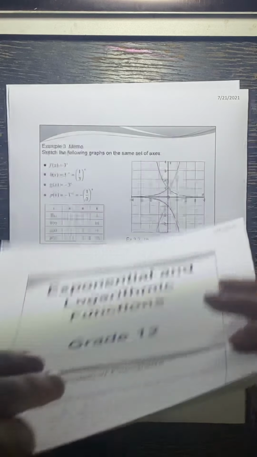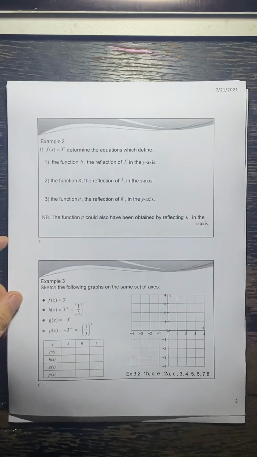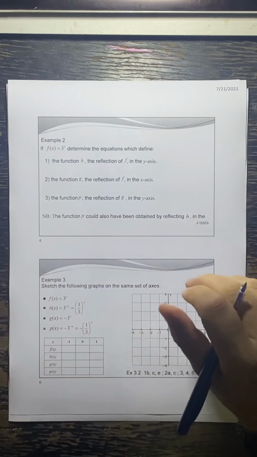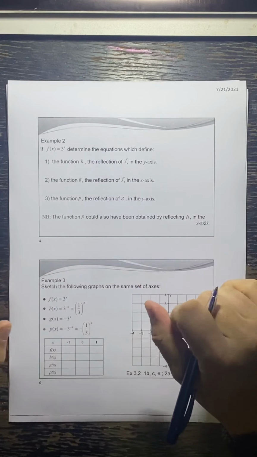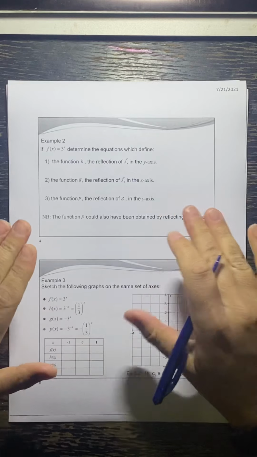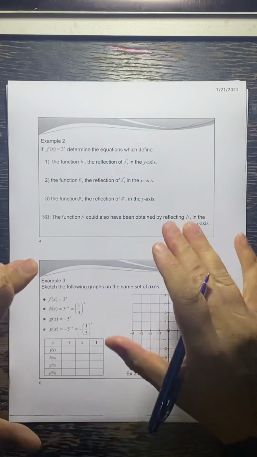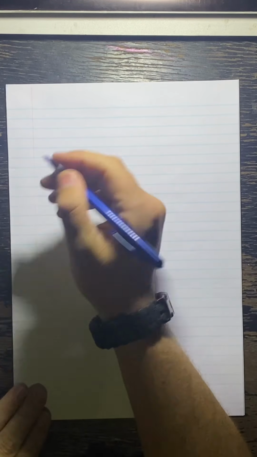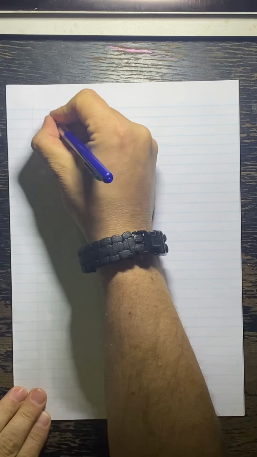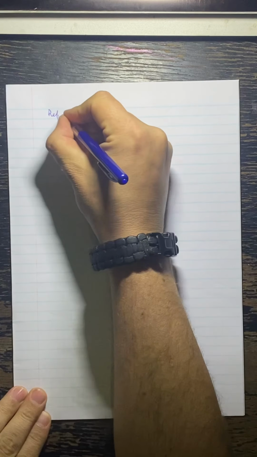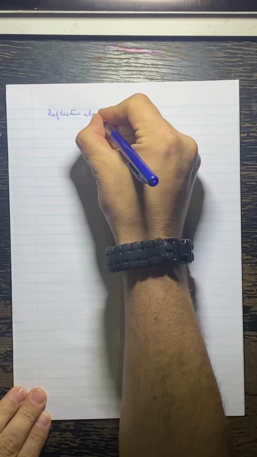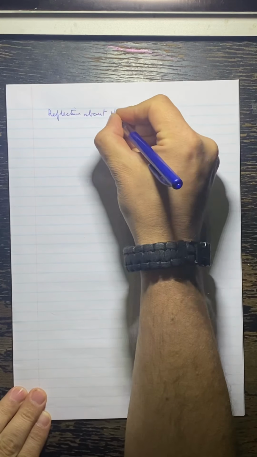Then, going on to the next slide, example 2. Now what they're doing is they're talking about reflections. Okay, and now before I go into this example, I just want to show you some of the rules that we use for reflections. Okay, so the one thing is if we're reflecting about the y-axis. So, reflection about the y-axis.